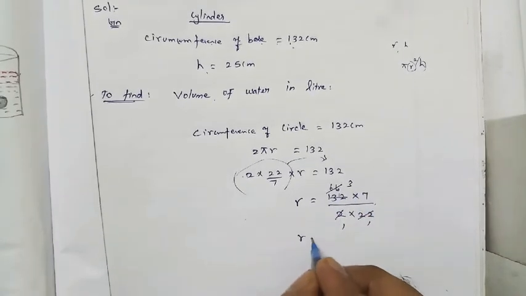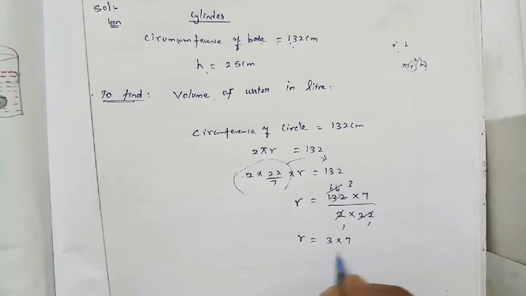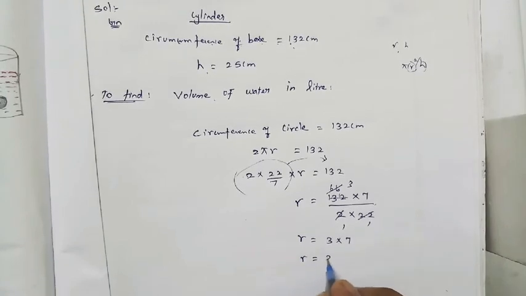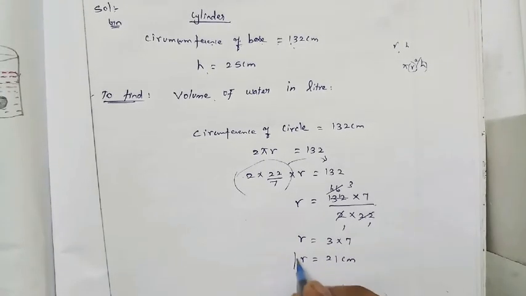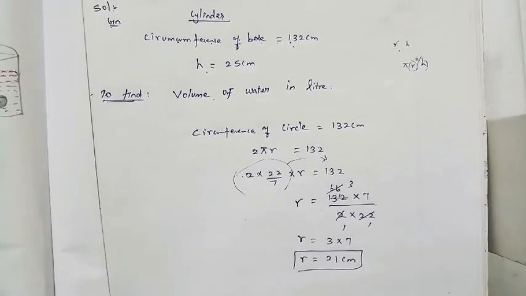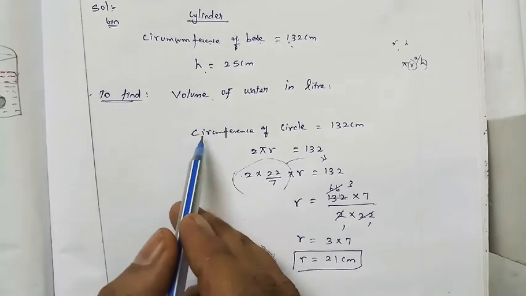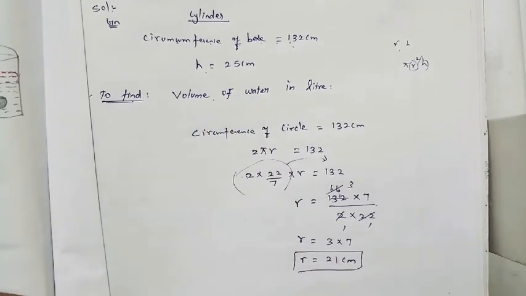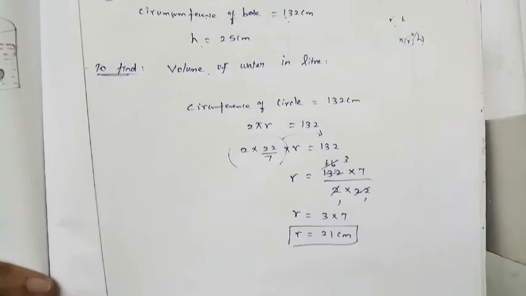So R is equal to 3 into 7, R is equal to 21 centimeter, right? Radius of a cylinder. Therefore, the radius of the cylinder is equal to 21 centimeter. But what do we want to find? Volume of water, right? Volume of cylinder only we want to find. So first we will find the volume of the cylinder, right?